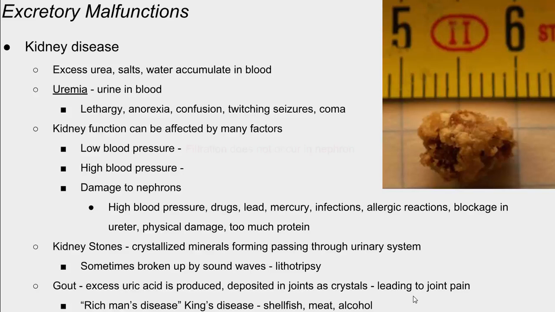Our kidney function can be affected if a person has low blood pressure. Not enough of that filtrate is actually forced into the nephron, and therefore it can't filter things efficiently. High blood pressure can also be a problem because as blood pressure increases, the nephron can be damaged. There can be damage to the nephrons due to things like high blood pressure, drugs, lead, mercury, toxins, infections, blockages, and physical trauma to the kidneys. All these things can interfere with the functioning of the nephron and therefore excretion of material.